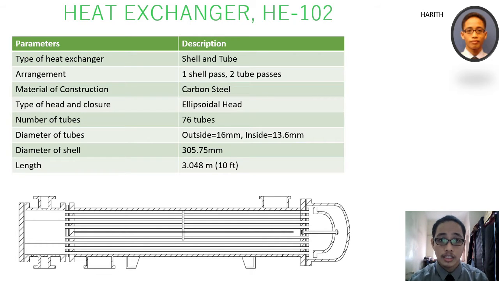The type of heat exchanger design is shell and tube with an arrangement of one shell pass and two tube passes. Because it is economically friendly and yet has high durability, carbon steel is used as the material of construction. The number of tubes inside is 76 tubes with 16 mm outside diameter, 13.6 mm inside diameter, and length of 3.048 meter, equivalent to 10 feet.